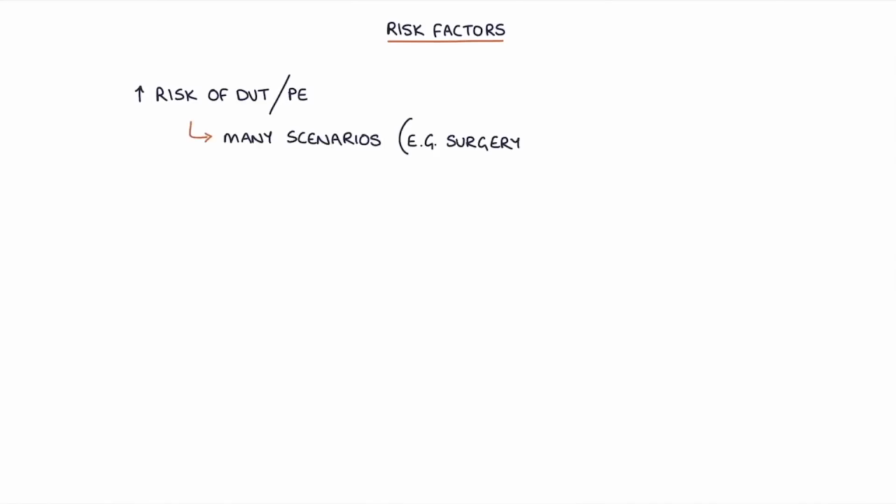Let's talk about the risk factors. There are several risk factors that can put a patient at higher risk of developing a DVT or a PE. In many of these situations, for example, surgery, we give patients prophylactic treatment to prevent a venous thromboembolism.